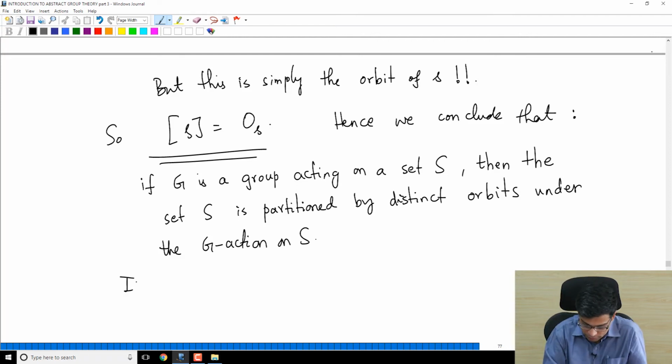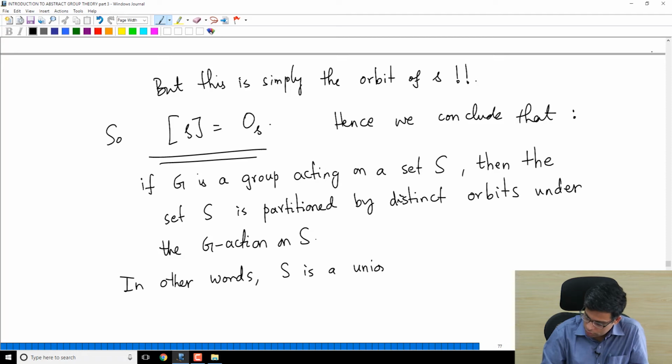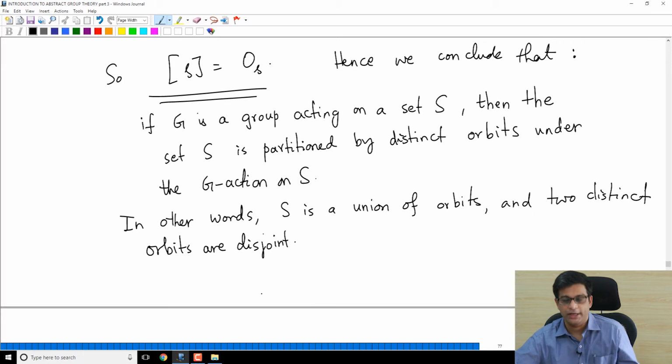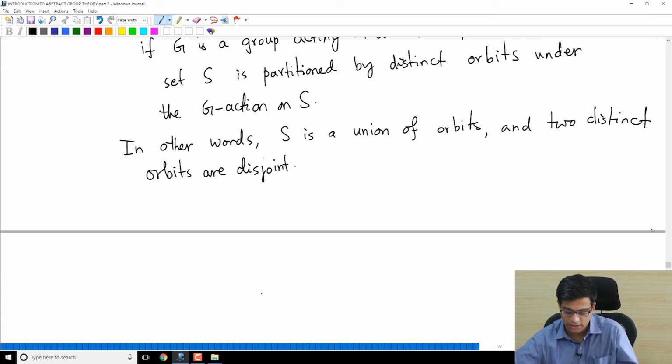So in other words, S is a union of orbits. That we know because every element is in its own orbit and two distinct orbits are disjoint. This is because being related under G action is an equivalence relation, so distinct orbits are disjoint.